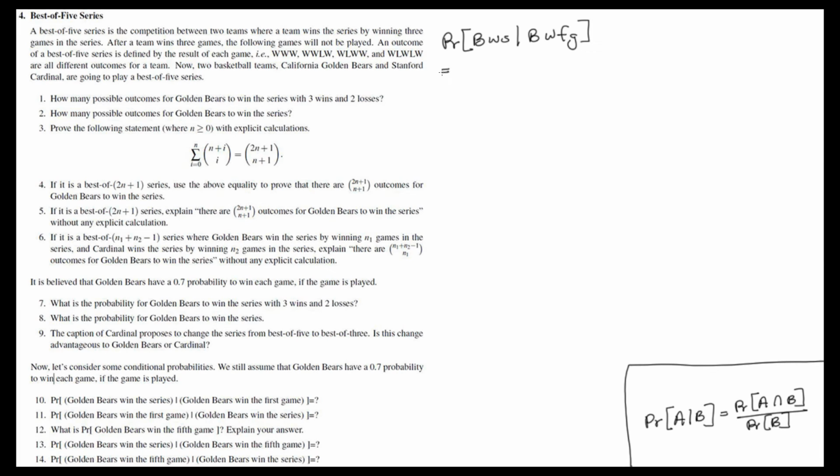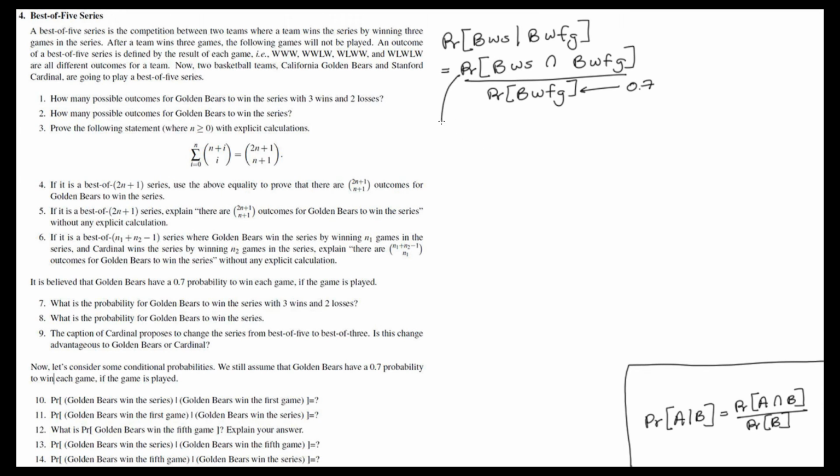Using this, we know that this is equivalent to the probability that the Bears win the series and win their first game, divided by the probability that the Bears win their first game. Winning their first game has a 0.7 probability, the same as winning any other game. So this right here is 0.7. Now, what's the probability of the Bears winning the series and winning their first game?